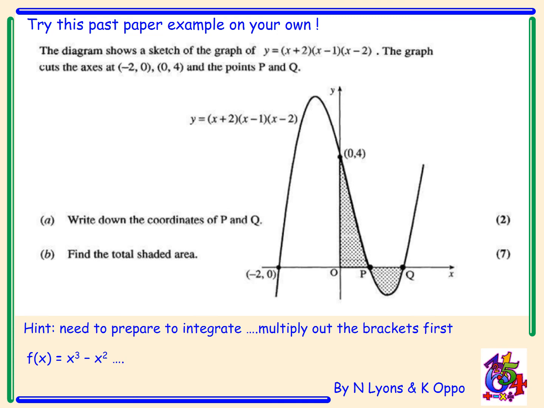Right, best of luck, here goes, here's the answer. f of x equals x cubed minus x squared minus 4x plus 4. When you integrate that, you add together, you get your total area equals 5 over 2 square units. Any problems, talk to your teacher as soon as you can.